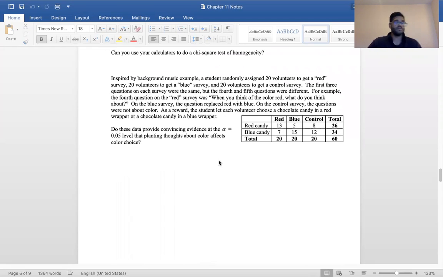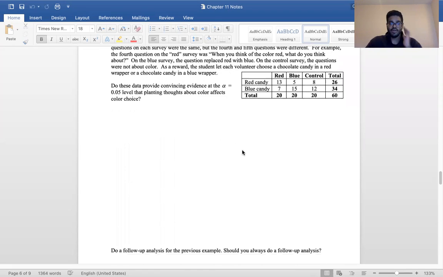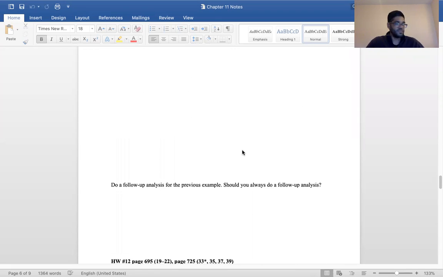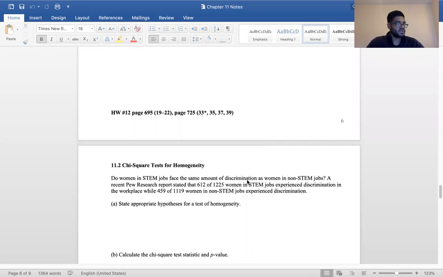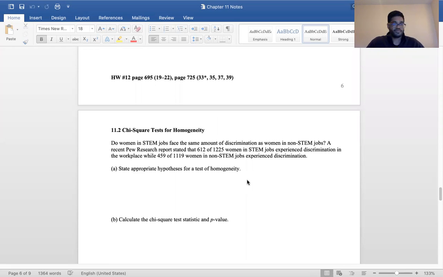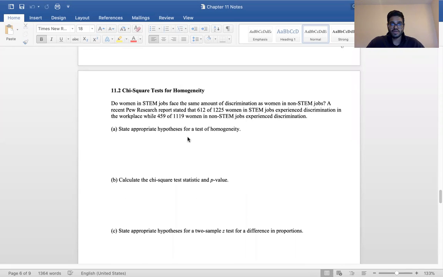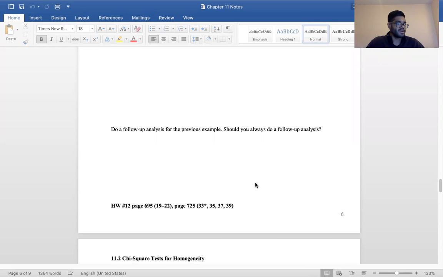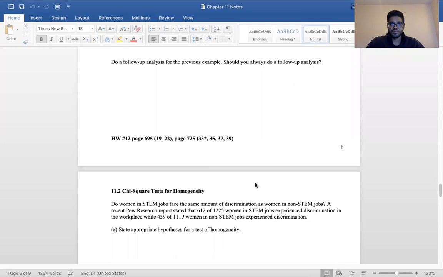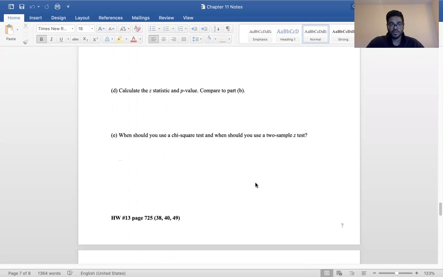So here, try it out with this problem, see if you can do the whole thing. And again, we'll go over it in class. And we'll talk about the follow-up analysis too. Okay, a lot of good practice here. So again, I'm going to skip these two. Really good practice. See if you can do these problems on your own, and we'll go over them in class.